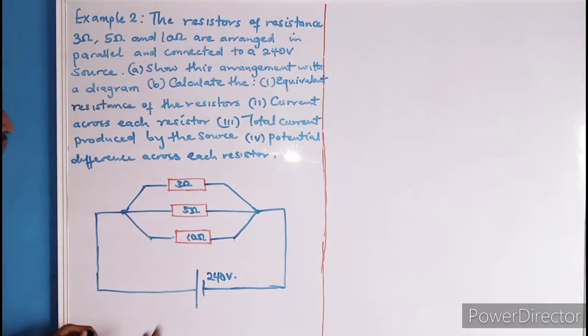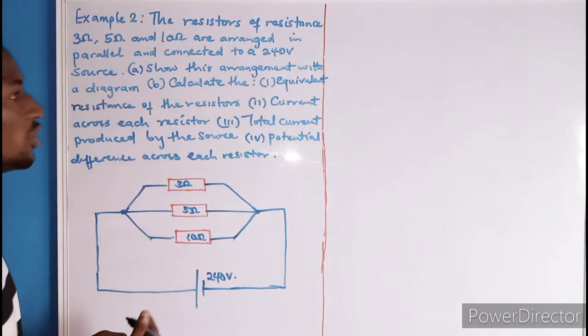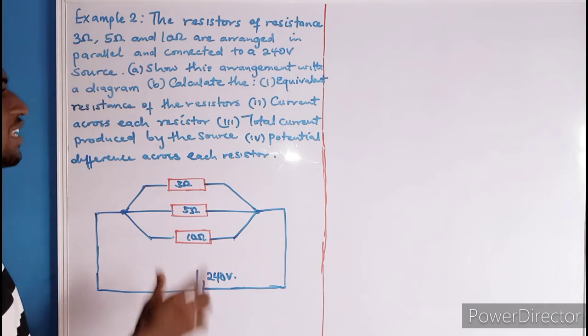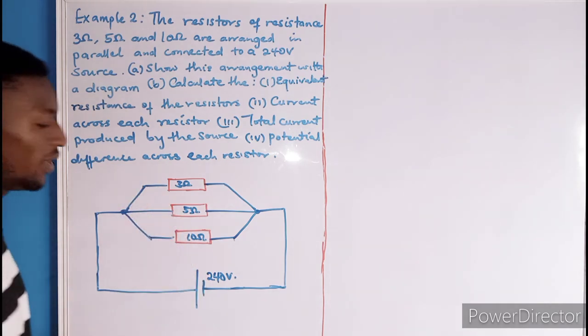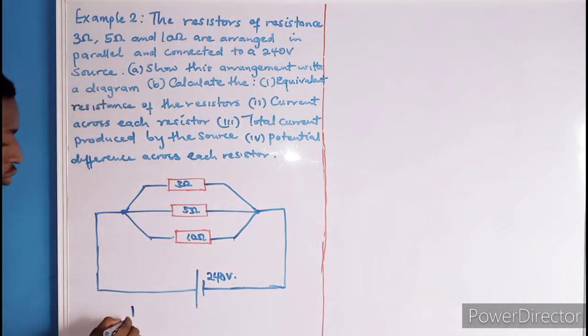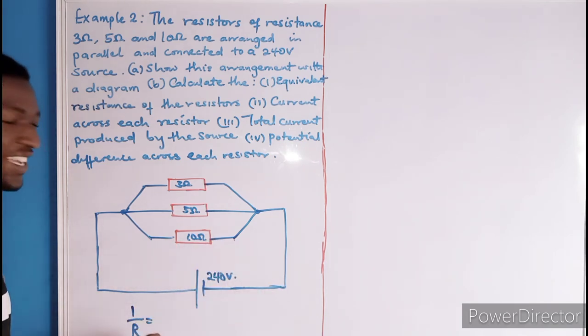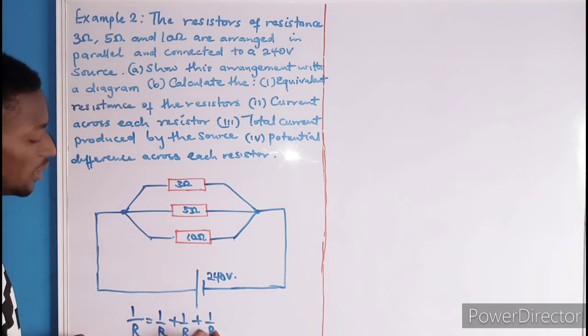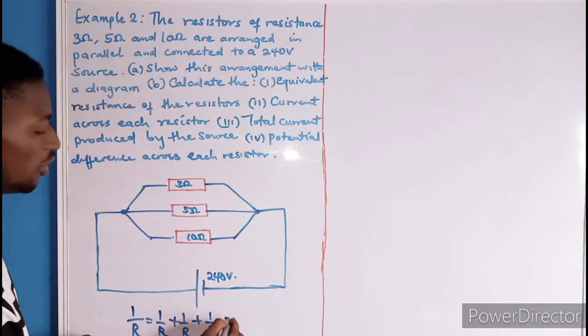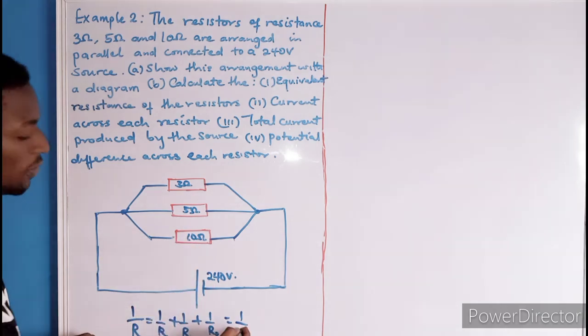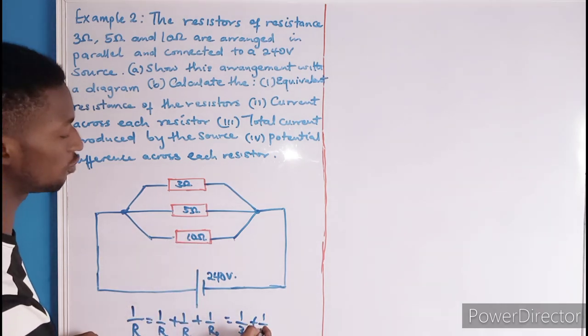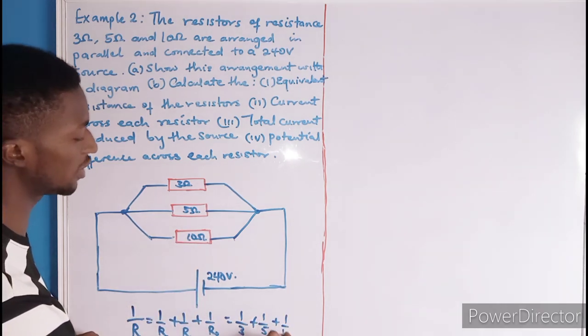Now let's see. According to the next question, they say we should calculate the equivalent resistance of the resistors. So the equivalent resistance here will be 1 over R. Instead of R1 plus R2 plus R3, in this case we take reciprocals. So we have 1 over R equals 1 over R1 plus 1 over R2 plus 1 over R3. You should take the reciprocal version. So here your R1 is 3, your R2 is 5, and your R3 is 10.